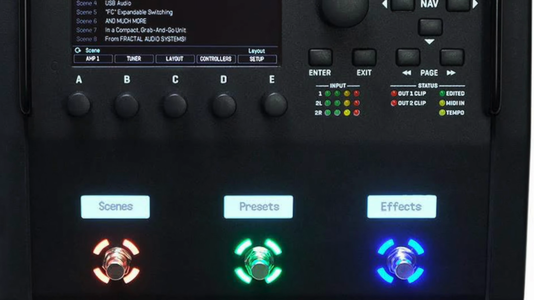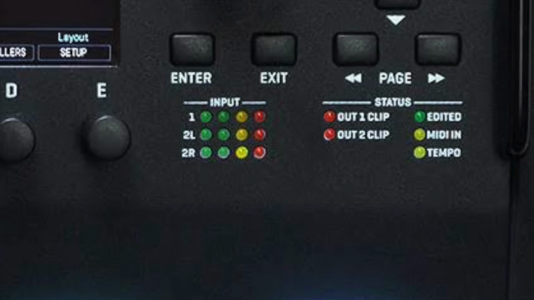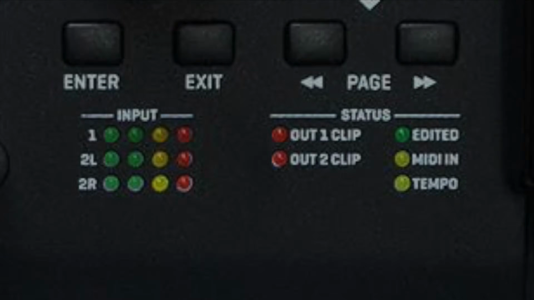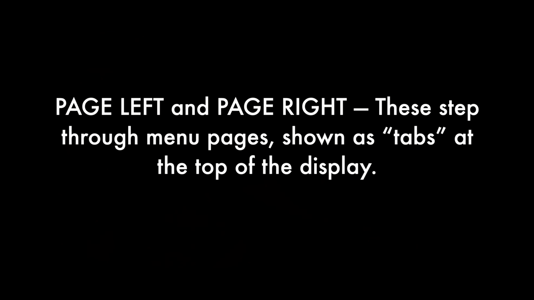Okay, the last row has the Enter, Exit, Page Left, and Page Right buttons. The manual says this about those buttons. Enter and Exit button. The Enter button executes commands, commits changes, accesses submenus, and more. Exit works for cancel, escape, and various other functions. Page Left and Page Right. These step through menu pages, shown as tabs at the top of the display.